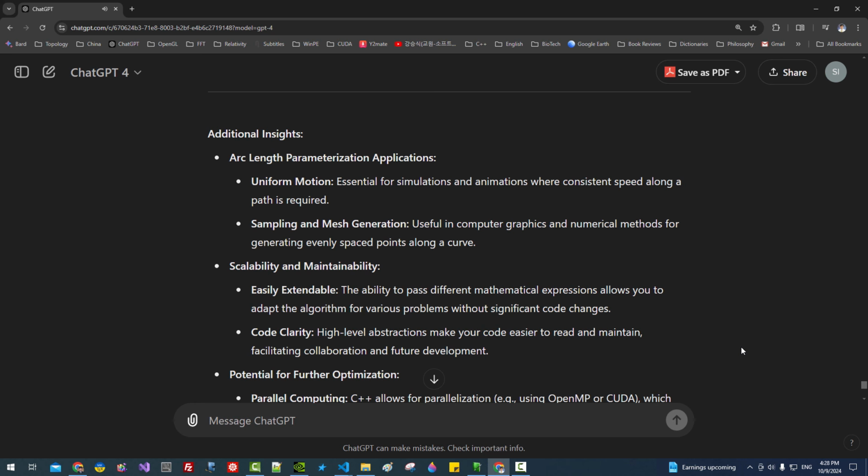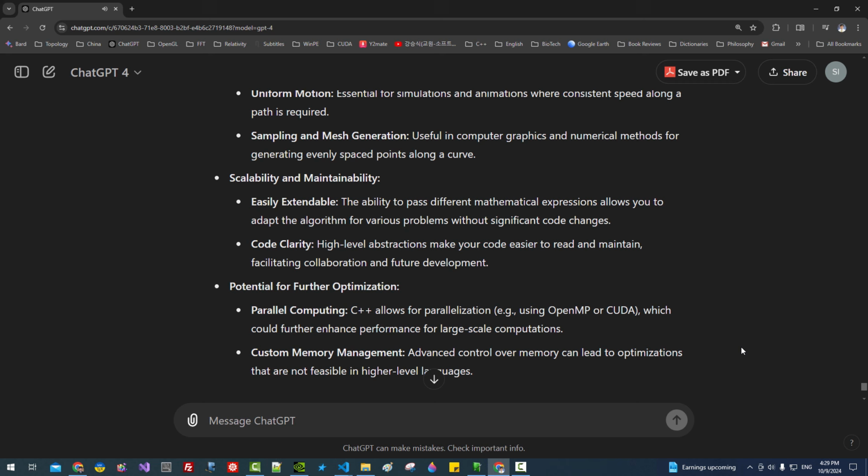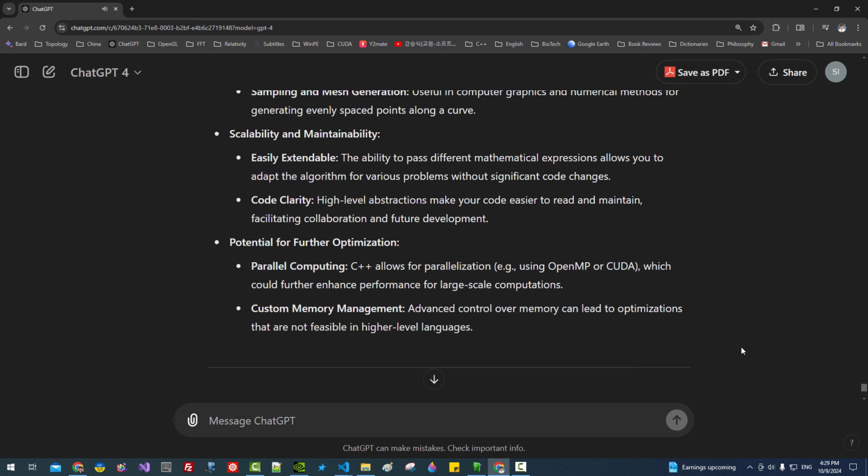Additional insights. Arc length parameterization applications. Uniform motion. Essential for simulations and animations where consistent speed along a path is required. Sampling and mesh generation. Useful in computer graphics and numerical methods for generating evenly spaced points along a curve. Scalability and maintainability. Easily extendable. The ability to pass different mathematical expressions allows you to adapt the algorithm for various problems without significant code changes. Code clarity. High-level abstractions make your code easier to read and maintain, facilitating collaboration and future development.